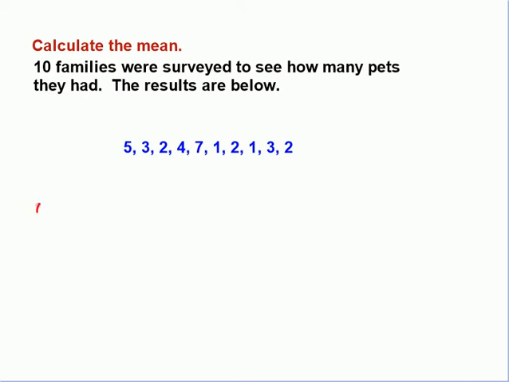And remember, our first step is always to add them. So we're going to add them, and then we're going to divide by the total number. So just before I start to add, let me count how many there are. There's 1, 2, 3, 4, 5, 6, 7, 8, 9, 10. So there's 10 of these guys. Circle that there. Now let's add them together.